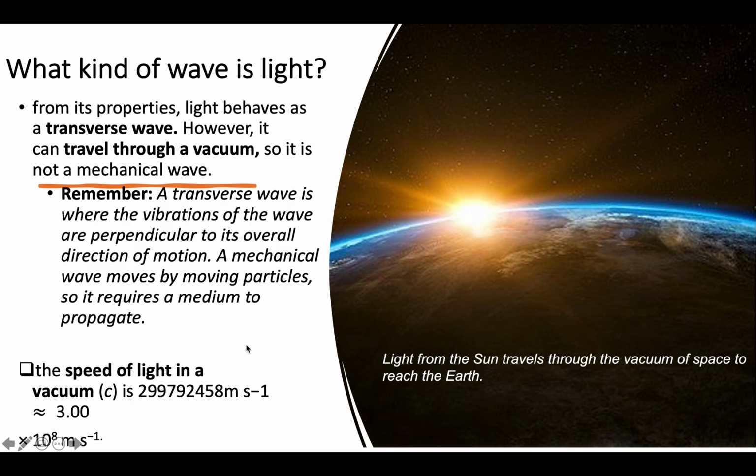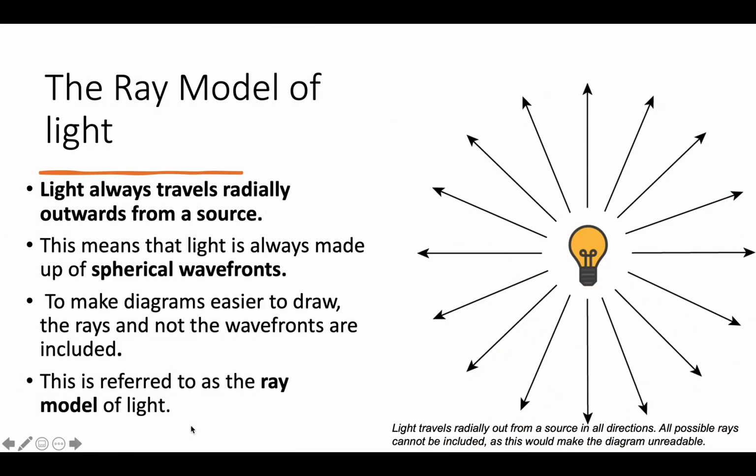So the speed of light in a vacuum is generally given to us. That's the actual figure there, but we generally approximate that to 3.00 times 10 to the power 8 meters per second. So don't forget that. That is part of what you will be using in your formula sheet as well. Now, the ray model of light. Let's have a look at that. That's the actual topic that we are looking at.